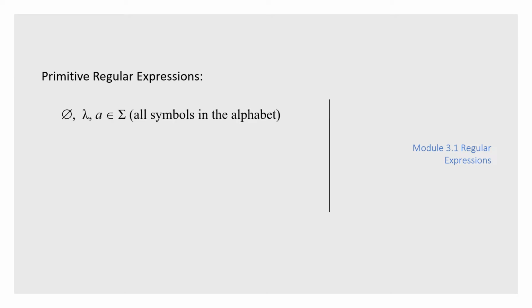All right, so these are the primitive regular expressions: the empty string, the empty set, and then any symbols that are part of your alphabet. You can also use parentheses and the plus operator, which is for union, the dot or concatenation operator, and the star operator.